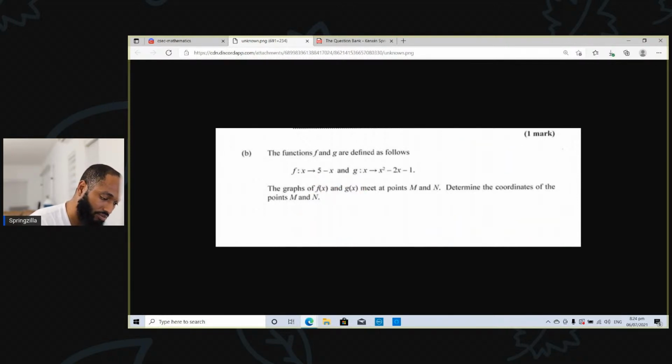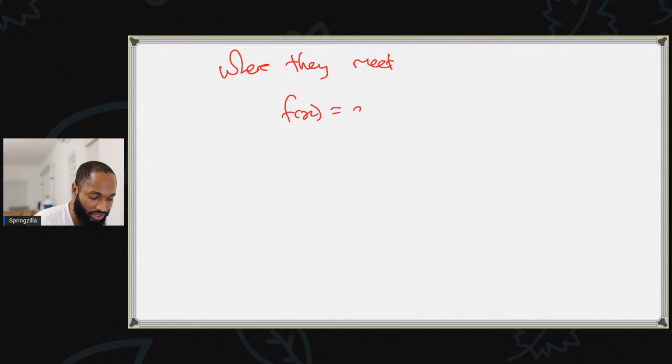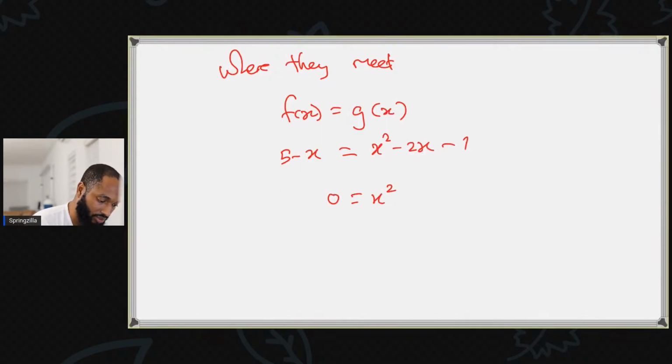Where they meet, f of x is equal to g of x. So 5 minus x is equal to x squared minus 2x minus 1. Bring across everything. X squared minus x. Let me show you how I bring it across. So I get plus x from here. We'll switch sign. And I'll get minus 5.